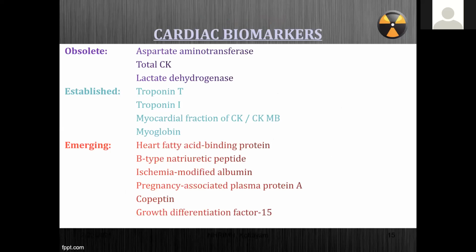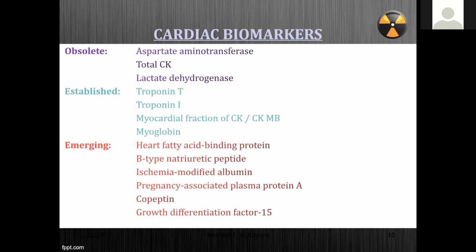So there are many cardiac biomarkers. One is obsolete, like aspartate transaminase. I have divided them into three types: obsolete, established, and emerging. Obsolete are outdated ones, like aspartate aminotransferase, total CK, creatine kinase, and also LDH. Established means perfect: troponin T, troponin I, CKMB, and myoglobin, which I have kept in green. These four are most important. It is certain that they indicate myocardial infarction is present in these people.